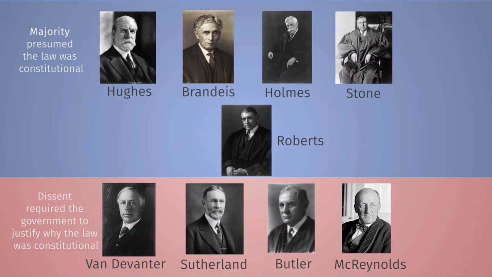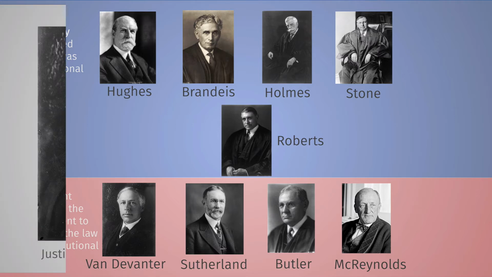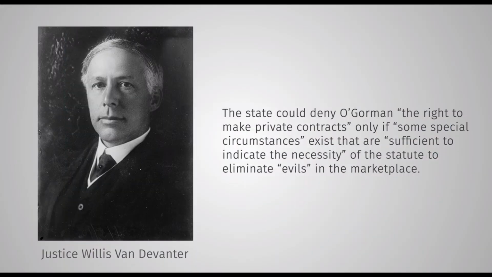And Justice Van Devanter wrote the dissent. He was joined by Justices Sutherland, Butler, and McReynolds. While the majority presumed that the law was constitutional, the dissent required the government to justify why the law is necessary. Justice Van Devanter's dissent offered the following test: that the state could deny O'Gorman the right to make private contracts only if some special circumstances exist that are sufficient to indicate the necessity of a statute to eliminate evils in the marketplace. The keyword here, of course, is necessity.